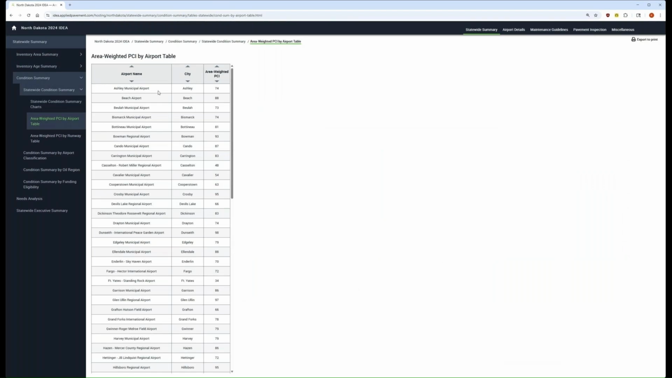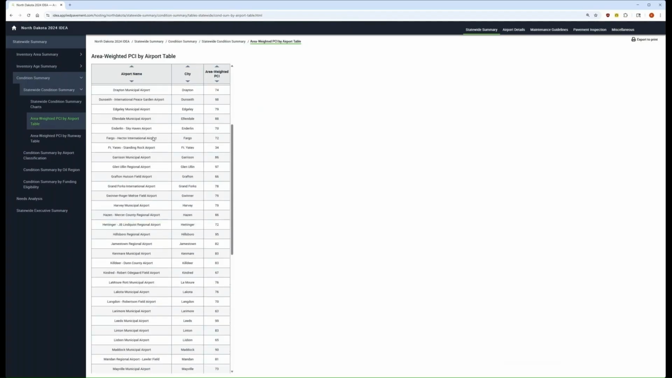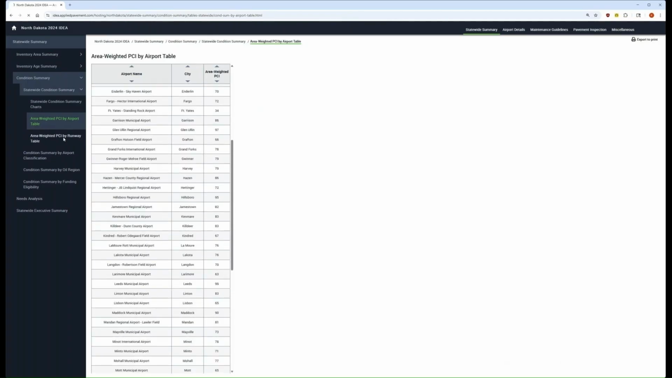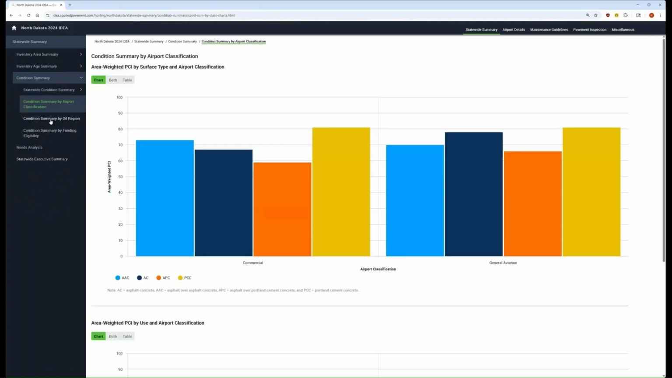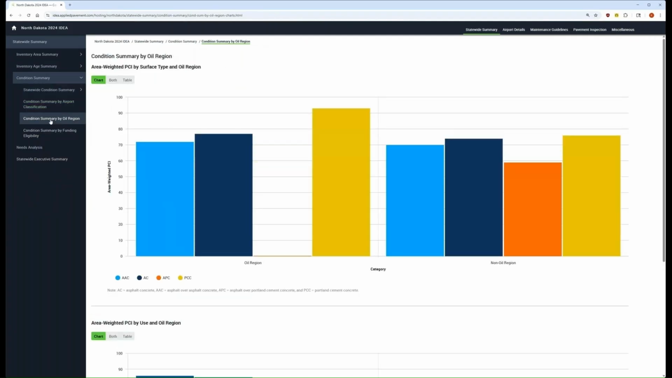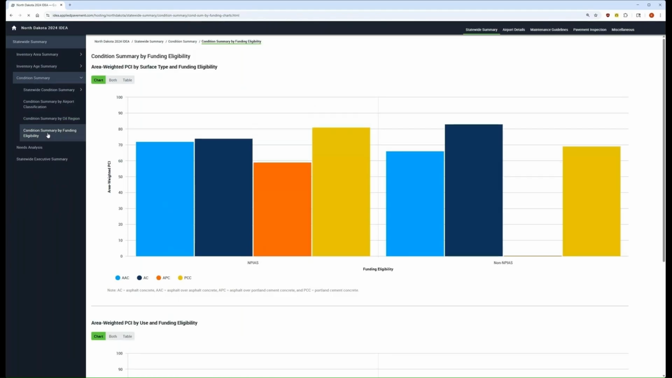information in here by just individual airport. So here's an area weighted PCI of the entire pavement area that was included in the project for each airport. And mind you, these are area weighted PCIs. We also have that broken down just on the runway pavements at the airports. Similar breakdowns and distributions between airport classification, whether it's in the oil producing counties region or not, as well as whether it's part of the NPIAS or not.